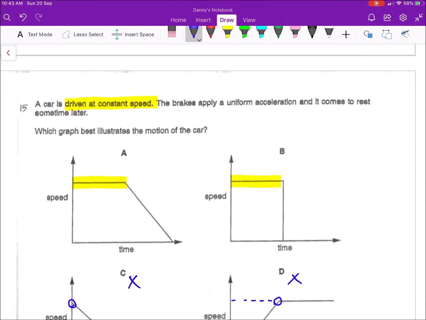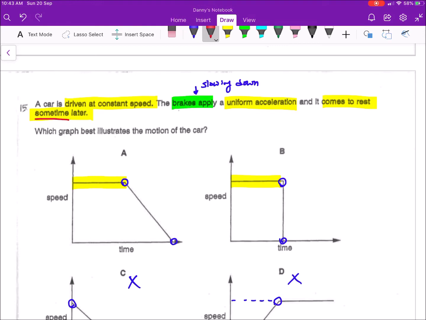So let's continue reading, and then we say that there's a brake being applied. So if there's a brake being applied, I would expect a certain slowing down. So if we look at A, I do see a slowing down. B, I also see a slowing down. So it says that it is undergoing uniform acceleration. In this case, I think it refers to uniform deceleration. That means a uniform slowing. And then it says that it comes to rest sometime later.